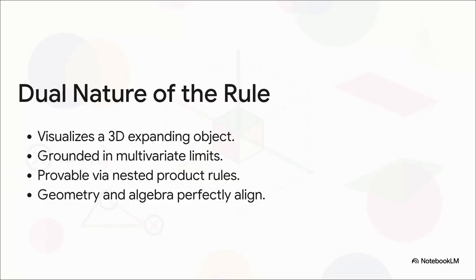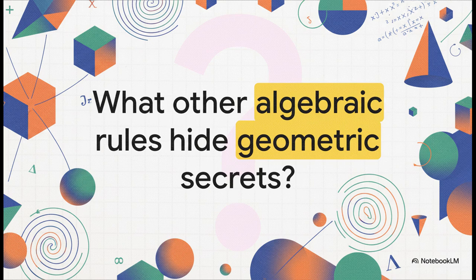So, to summarize everything we've unpacked today, mastering this explainer means realizing that the triple product rule isn't just some rote formula you have to memorize. It's this beautiful intersection of physical geometry and formal limits. It gives us a visualizable description of a 3D Euclidean object expanding while still being completely grounded in rigorous multivariate calculus. The fact that the geometry and the algebra perfectly confirm one another, that is exactly what makes higher level math so incredibly satisfying.